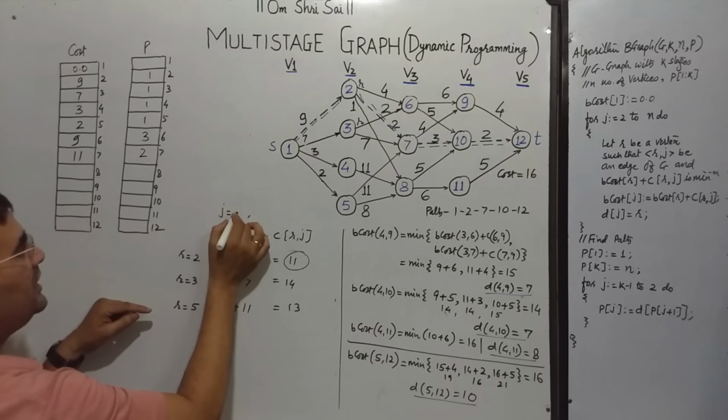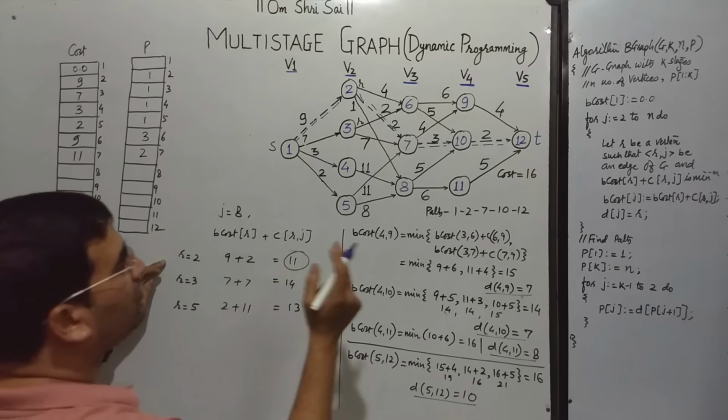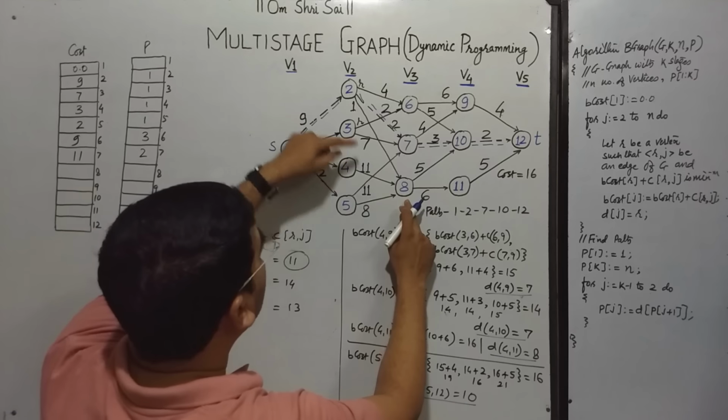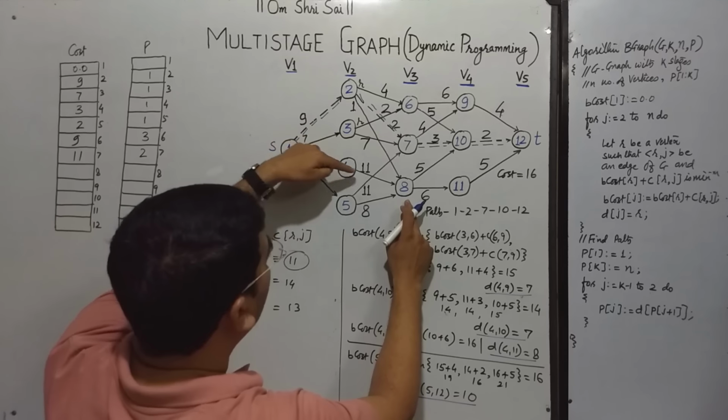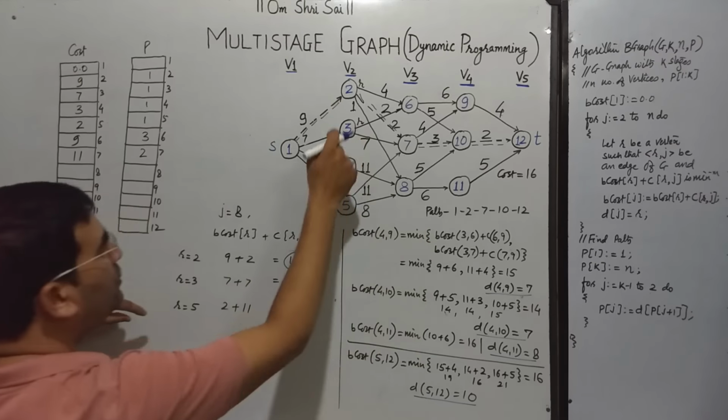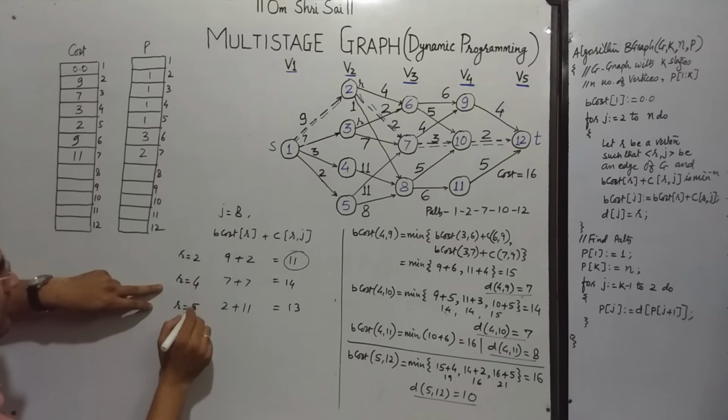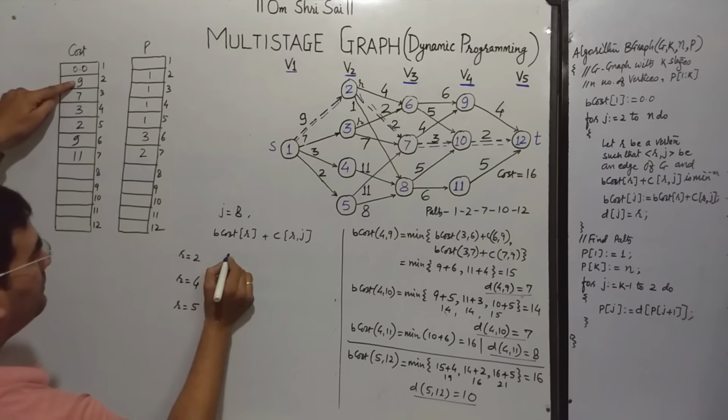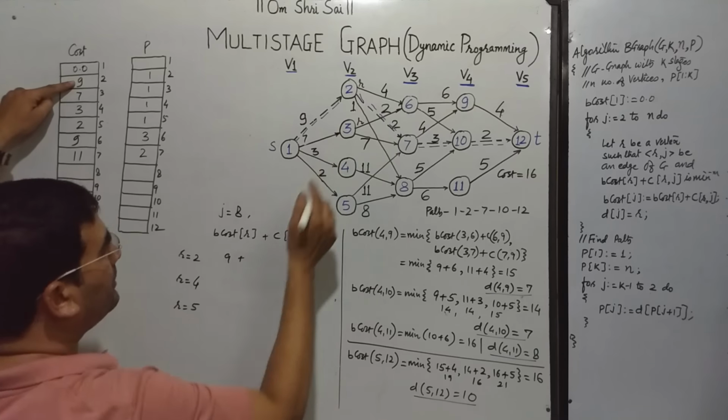We'll calculate for j is equal to 8. For j is equal to 8 what may be the r. 8 पे जाने के लिए r क्या क्या हो सकता है, 2 से जा सकते हैं, 4 से जा सकते हैं, 5 से जा सकते हैं. 2, 4 and 5. Cost of 2 that is 9 plus 2 से 8 के लिए आपके पास cost है 1.